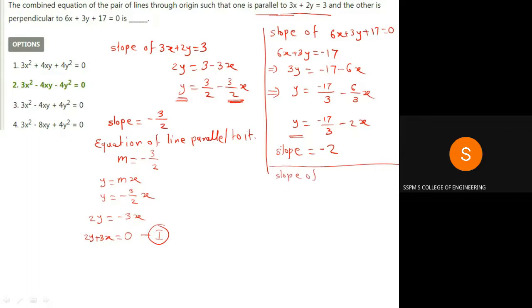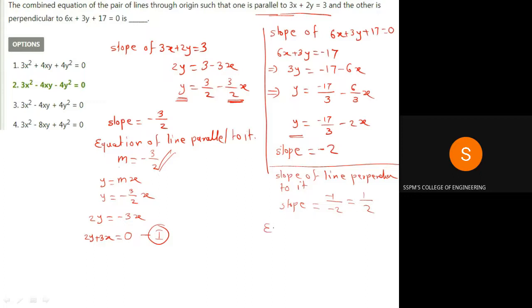Slope of the line perpendicular to it. In the first part we saw that when the line is parallel, the slope will be the same, nothing will change in the slope. But in a perpendicular line, what will happen? Minus 2 is given here. Slope is minus 2. So first we have to take the reciprocal of it. So 1 upon minus 2, and we will multiply it by minus 1. That is 1 by 2. 1 by 2 is the slope.